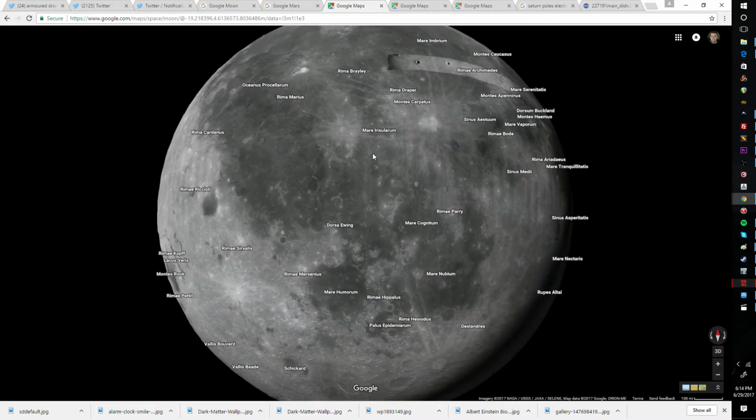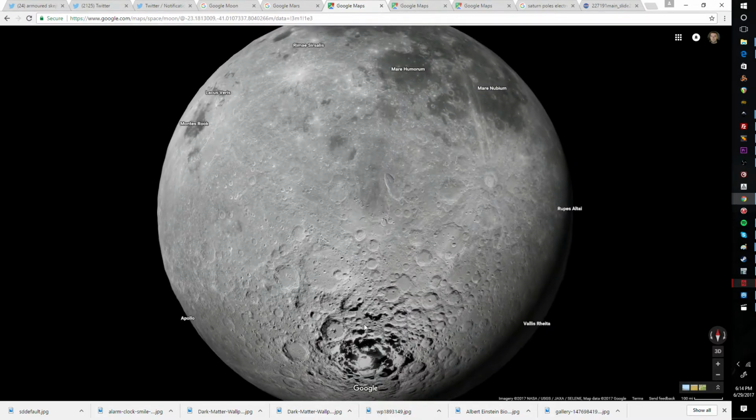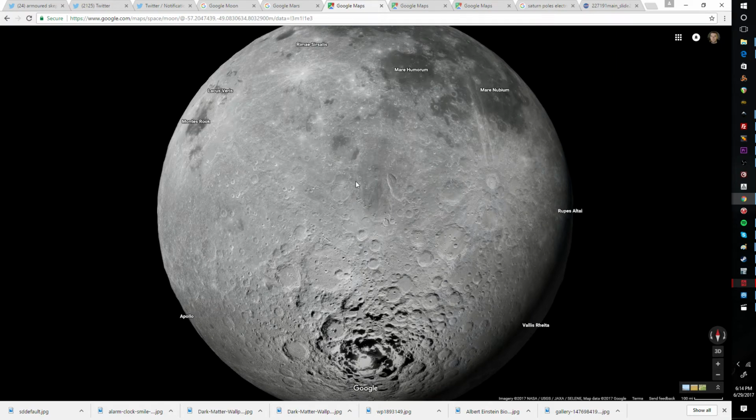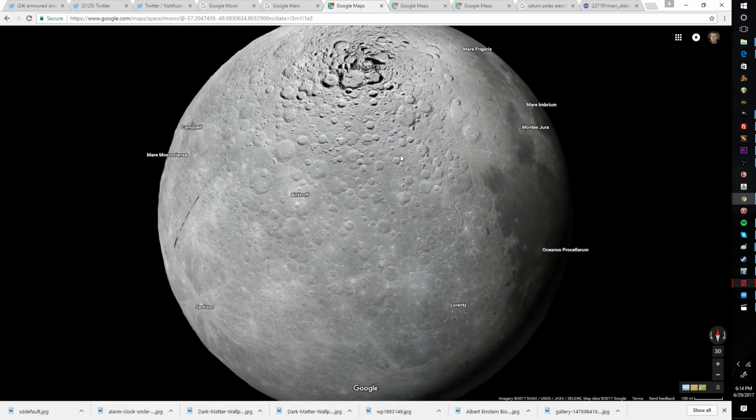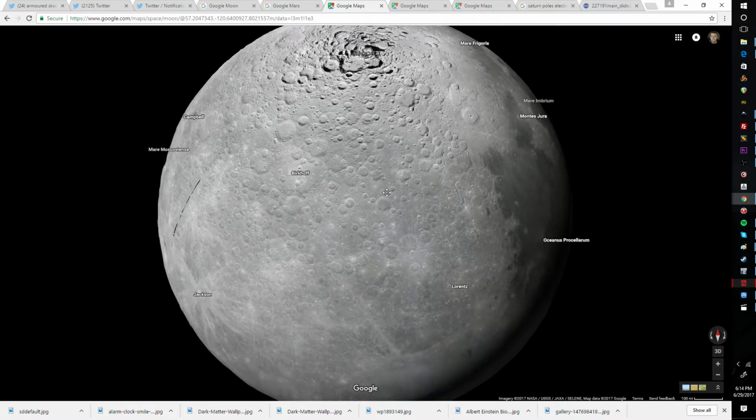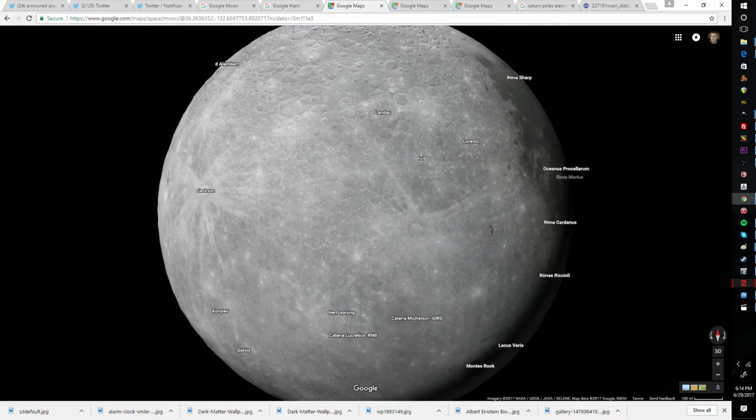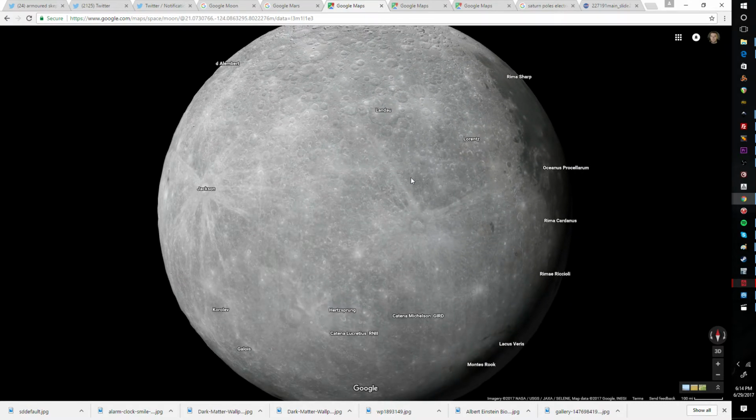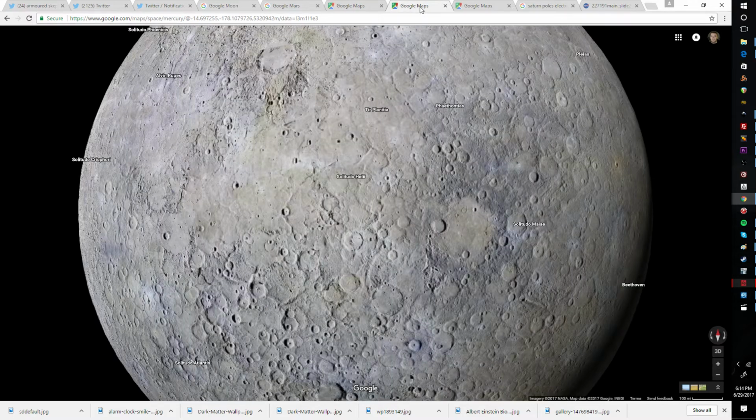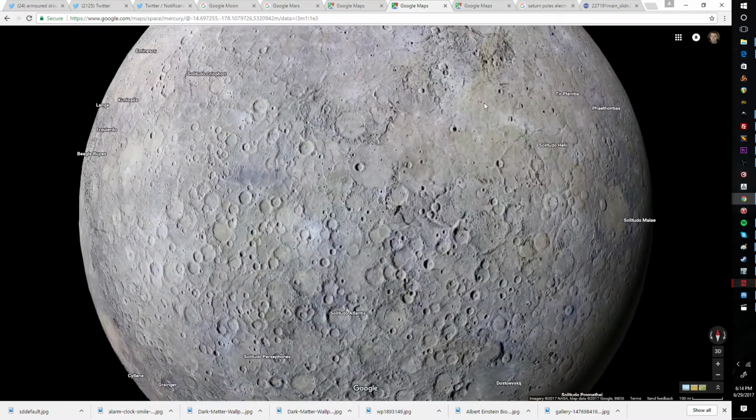Granted, it's all over, but the fact that it's distributed more and more along the poles of the moon speaks more volume to the electrical effect than it does the asteroid impact effect. And in fact, this is not a unique thing in our solar system. We're going to go ahead and go to Google Mercury here.